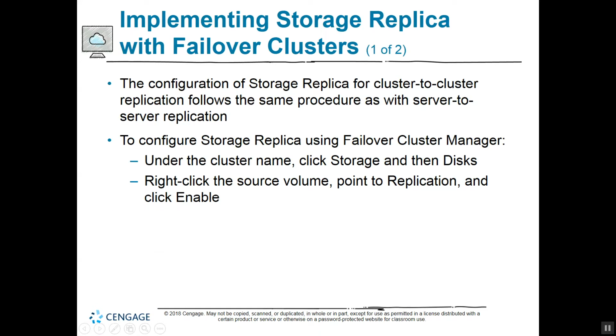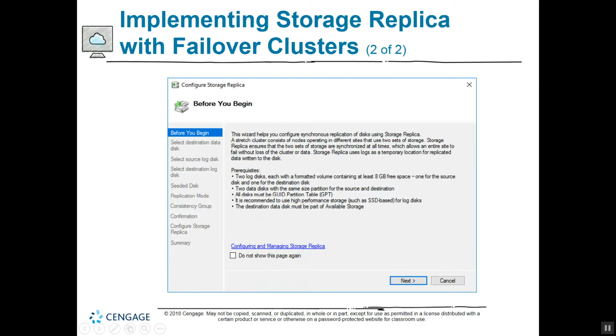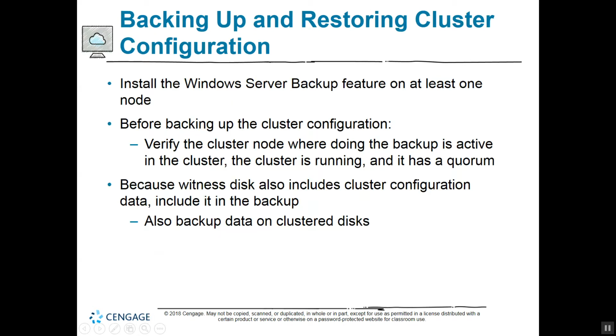Configuration of storage replica for cluster-to-cluster replication. Now, we talked about this in Chapter 8, and we're just mirroring our clusters. So essentially what it is, we have 2 identical clusters so that if one should fail, we've got another one right there ready to go with everything there. Okay, here we are configuring storage replica. Install the Windows Server Backup feature on at least one node, so that you are backing up everything that you can.